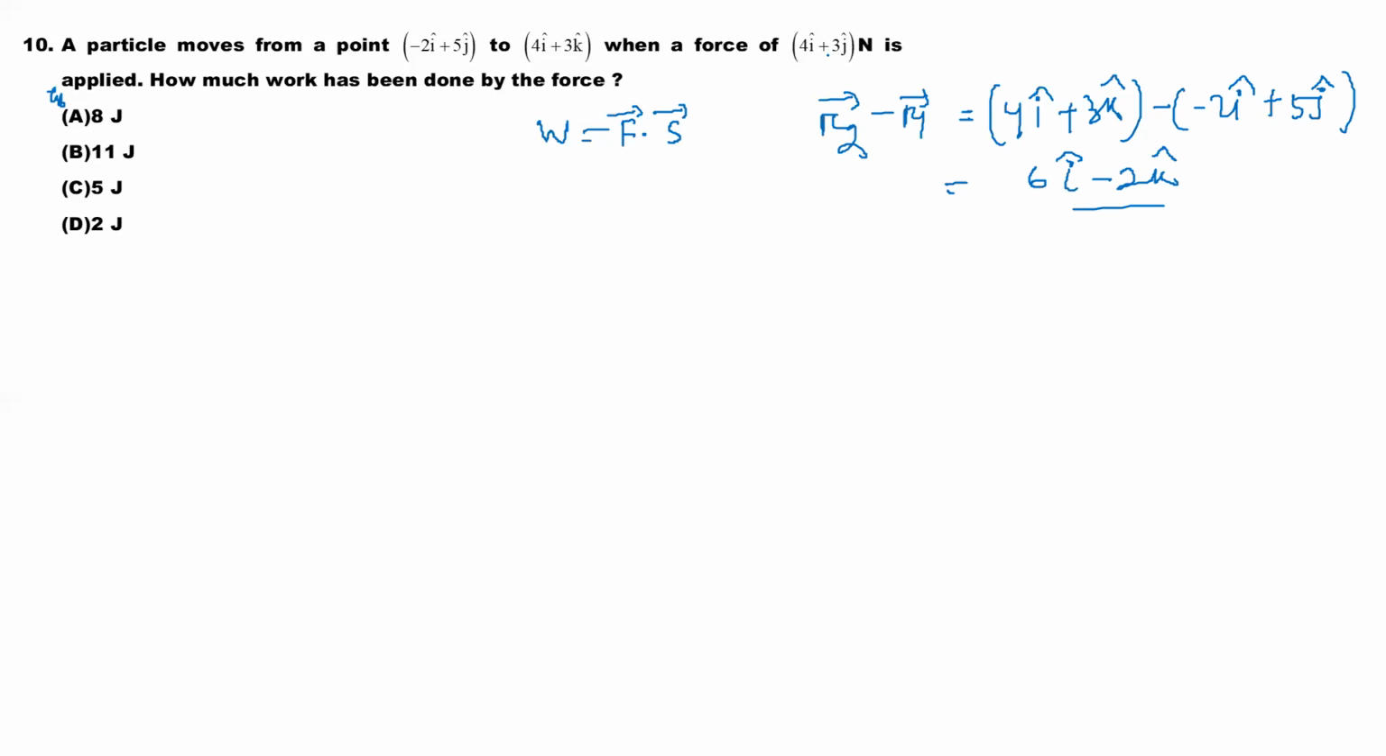And the force is given as 4i cap plus 3j cap. So work is equal to, students, how much? 4i cap plus 3j cap. So plus 3k minus 5j. So jk only plus 3k plus minus 5j.